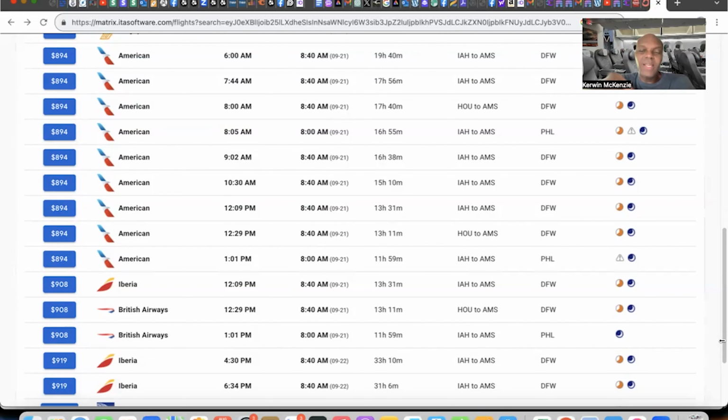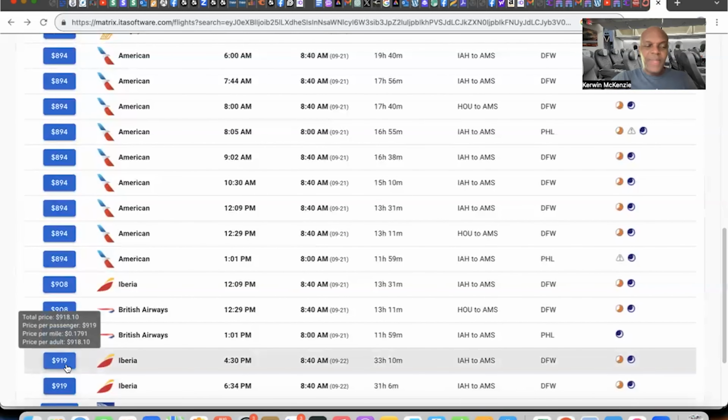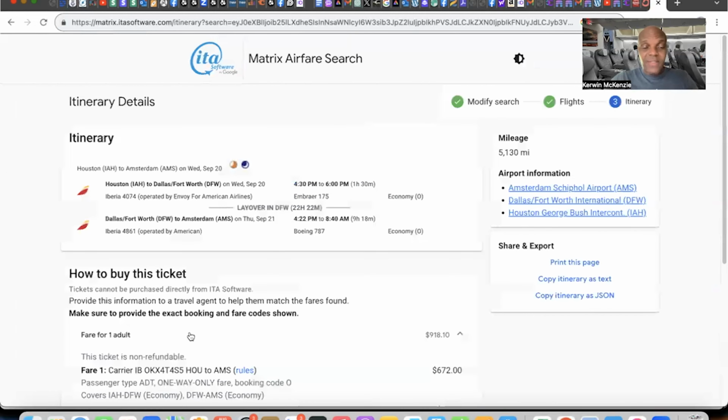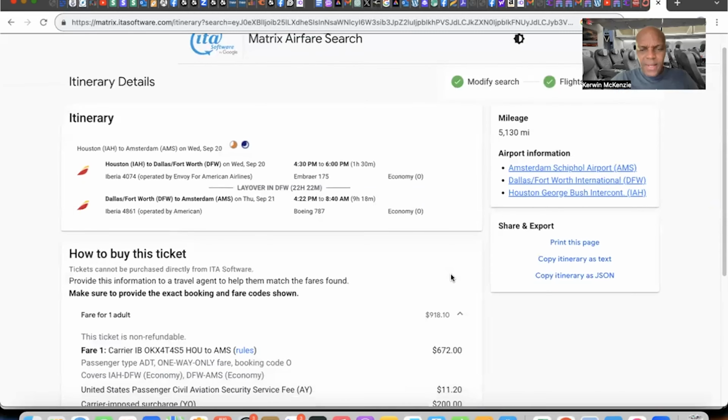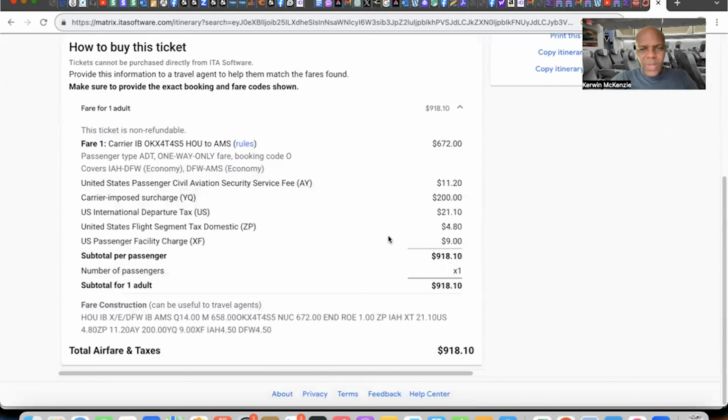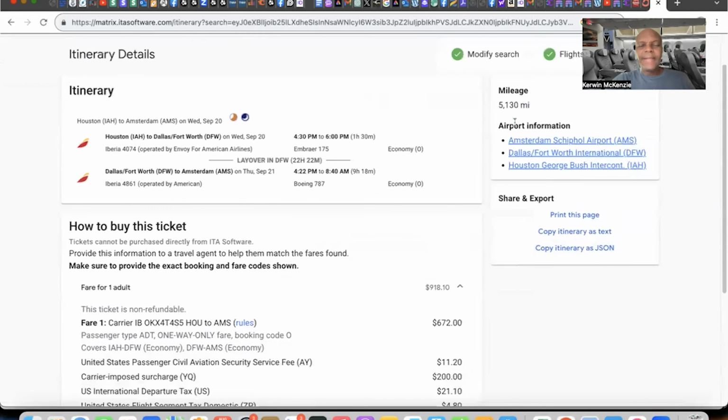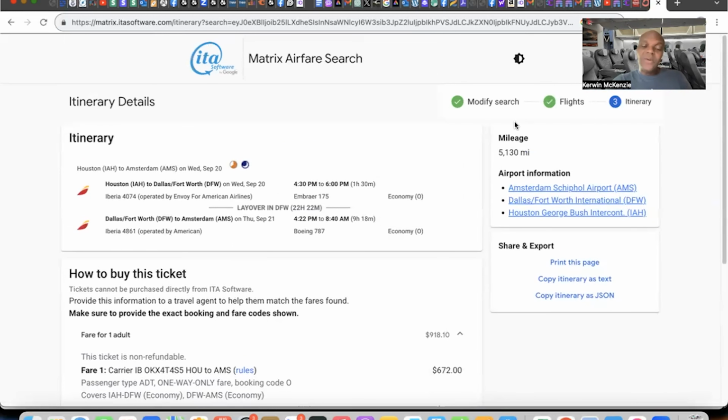However, everything is public and everything is filed. They file all the fares in the same place, so everything is public. So to be competitive, everybody pretty much charges the same fare. But you can't talk to each other and say, this is what I'm going to do. But everybody's charging the fare. If I look at Iberia, Houston to Dallas and Dallas to Amsterdam, $672 one way and $200 carrier imposed fee. So you can't really get away from that.